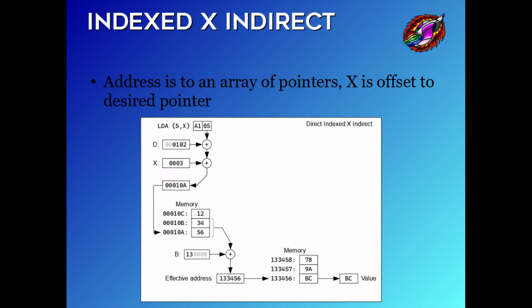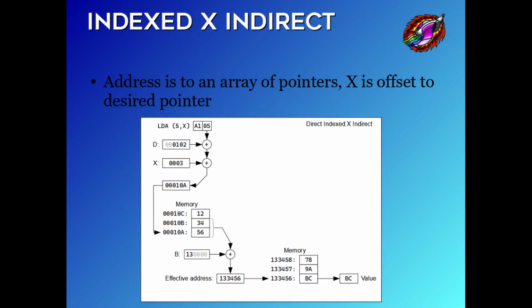The way this is written is we have LDA paren 5 comma X close paren. So this is indicating that we first do an offset by X off of 5, and then we're dereferencing it. The parens are representing that dereference operation. So the first thing we do is we take 5, and we add that to the direct page register. That gets us 107 so far. But then we also add on the current value of X. In this case, that's 3. And that gets us the address 10A. And that is the location of the pointer in memory.